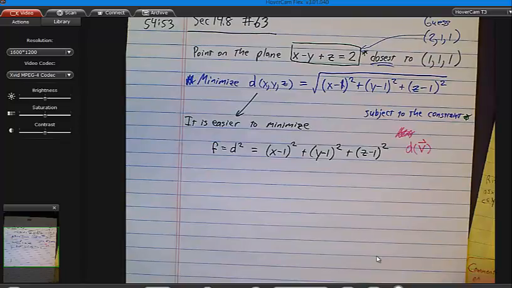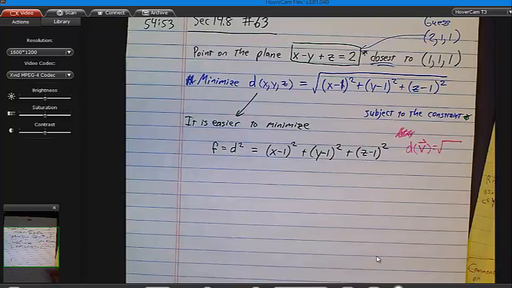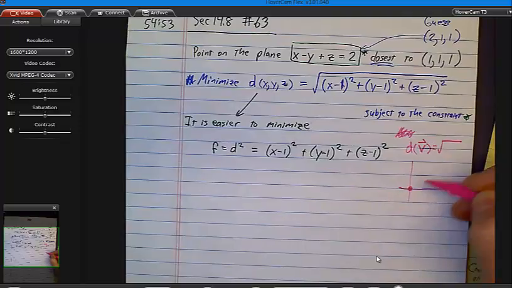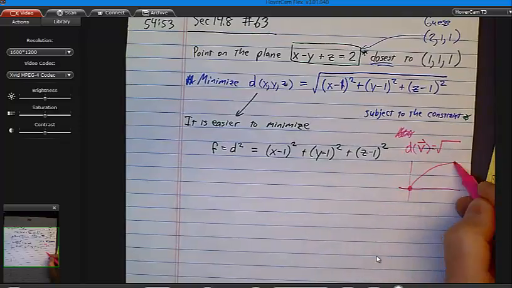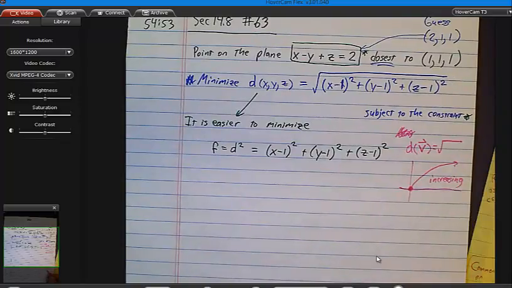Can I really do that? Well, then it's the square root of stuff. What's a square root function look like in general? It looks like this. It starts at 0 and goes this way. It's an increasing function. Is that true? It's always increasing? You could prove that. You could take the derivative, and you'd see the derivative is always positive.